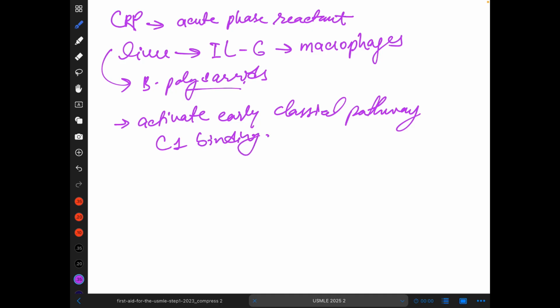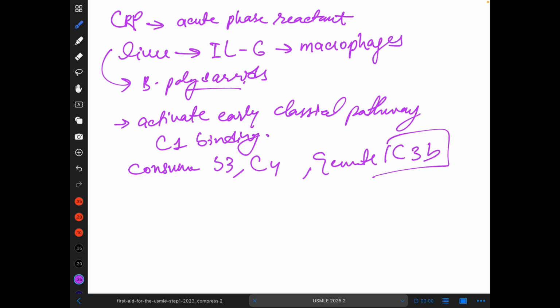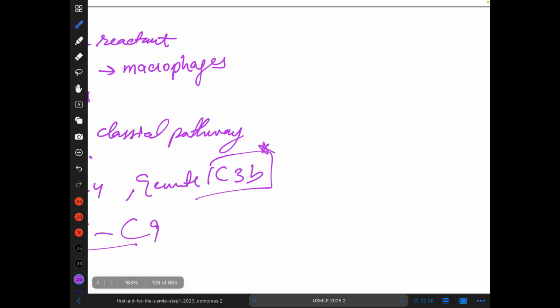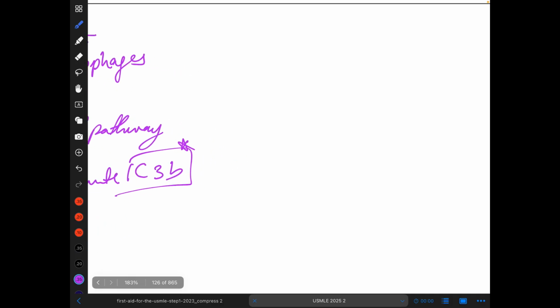By then they will consume C3, C4 and also generate C3b, as always. It does not activate the late pathways, and you know what the late pathways are? The late pathways are C5 to C9. If we summarize, C3 is converted into C3a and C3b.